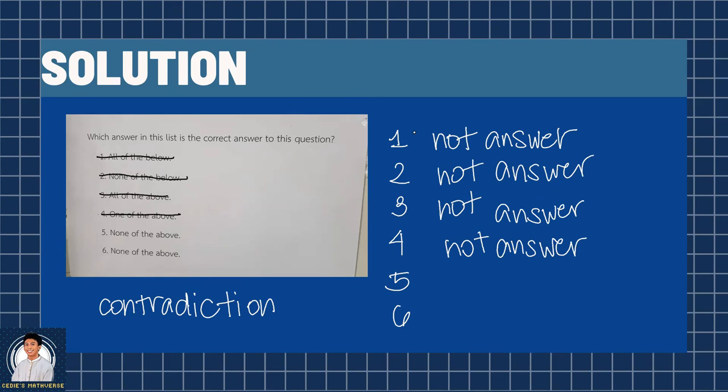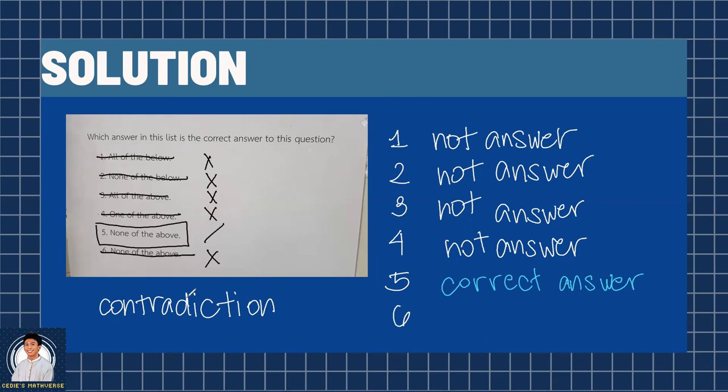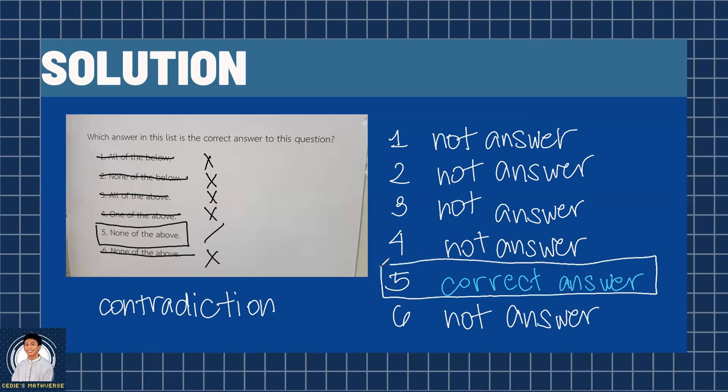For choice number 5, we can say that it is correct. 1 is not the correct answer, as well as 2, 3, and 4, which suits the description for choice number 5, none of the above, which means that 5 is our correct answer. And to prove it even further, number 6 is wrong, obviously because there is one correct choice. So 6 is wrong and is not the correct answer, which means that our only answer should be number 5. Choice 5 is our correct answer.